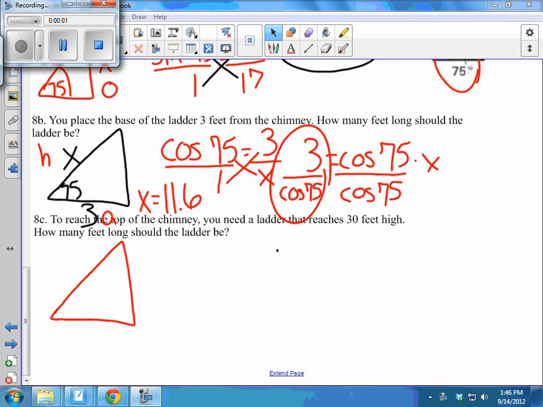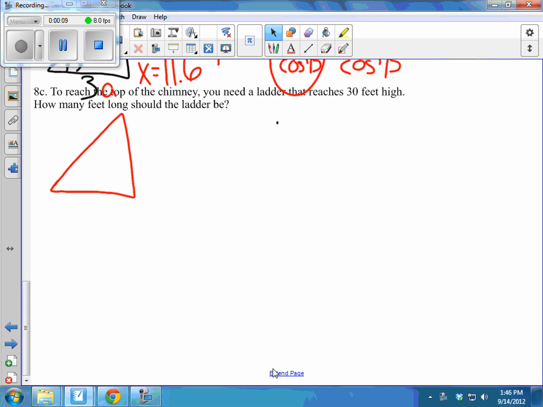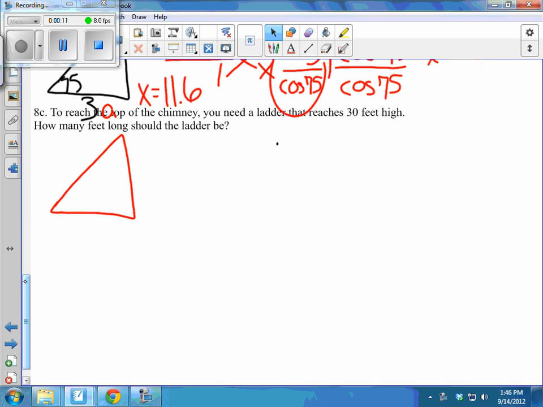Okay, so I'm going to go ahead and start with 8C, and perhaps my voice is a little louder now on this one than it was on the other. I adjusted the microphone a little bit more. So I had already drawn the triangle, and again, I know that the angle that I'm supposed to be working with is 75 degrees.